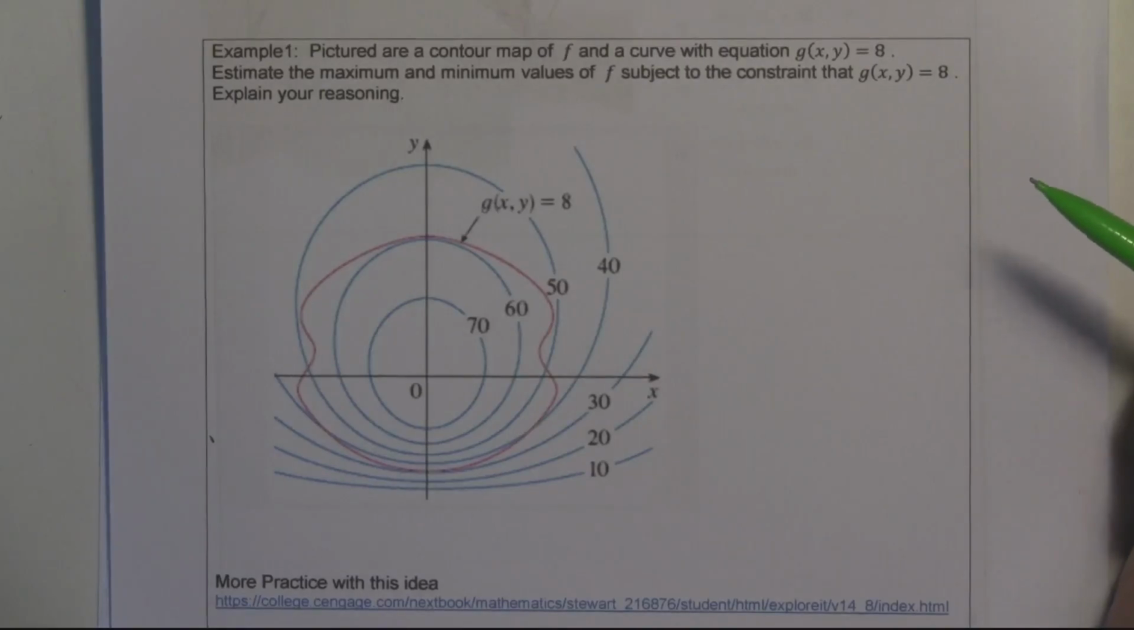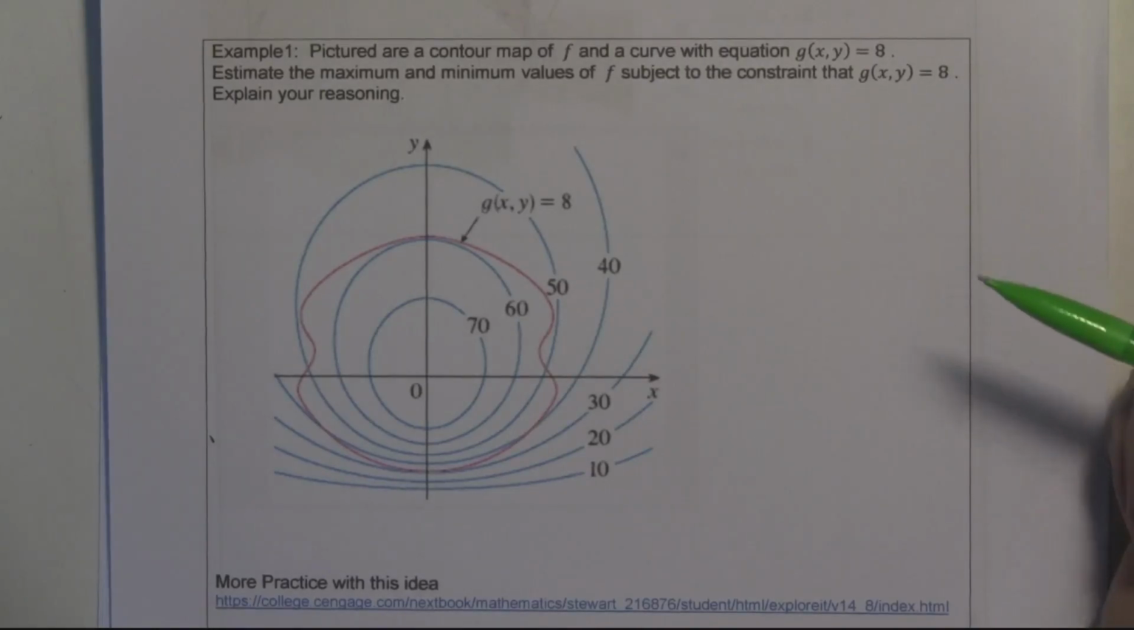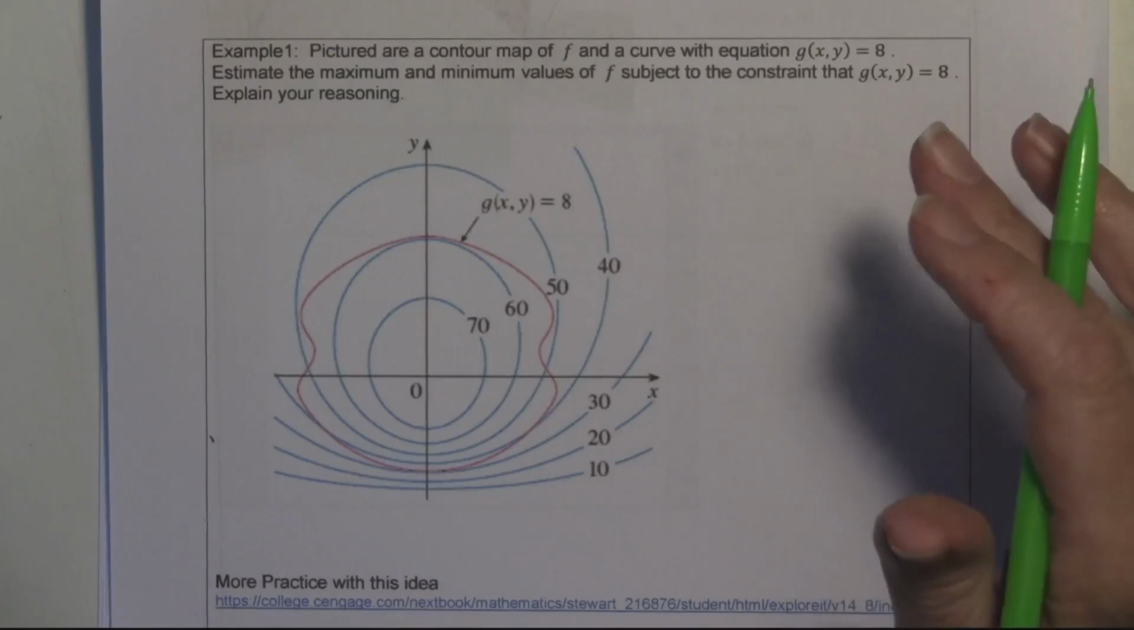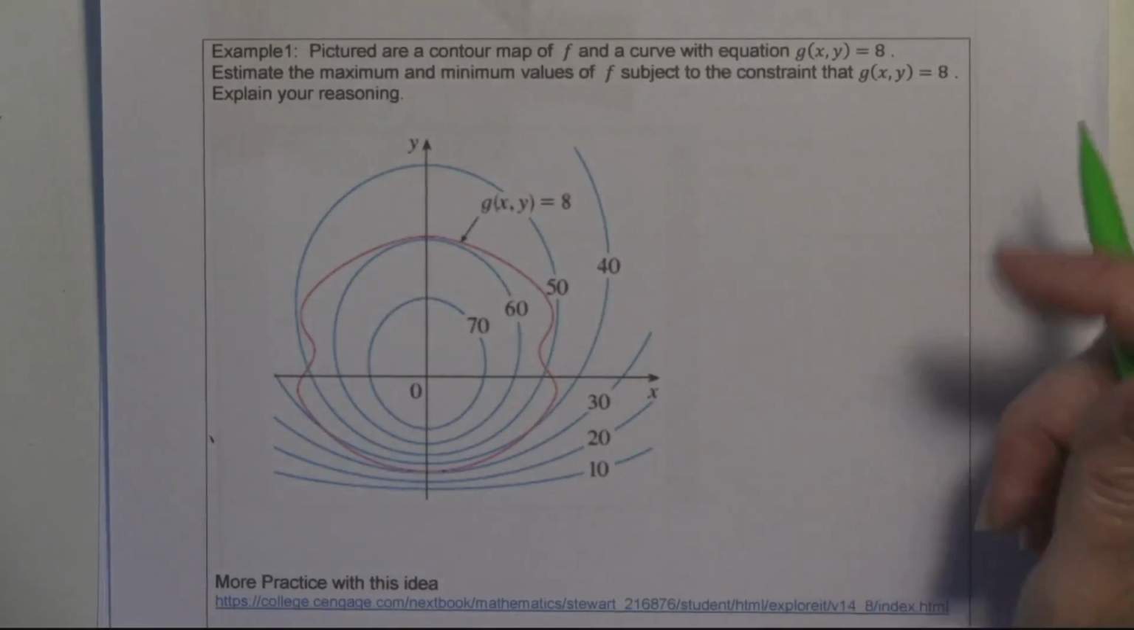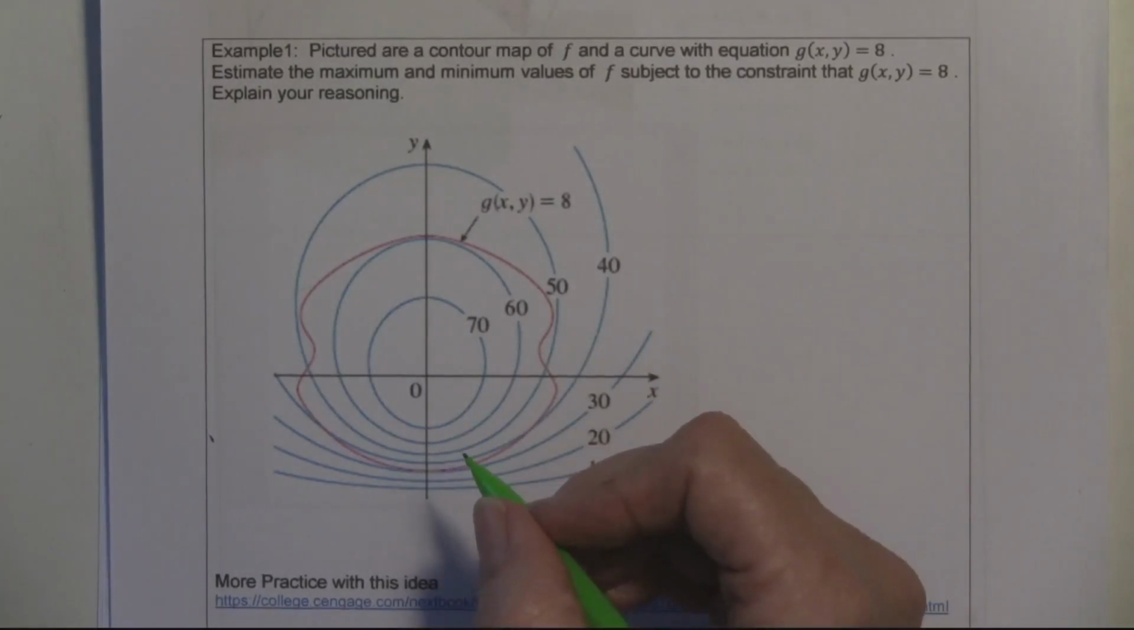So where we want to look is where they're as close as we possibly can to being just tangent to one another, like parallel to one another.